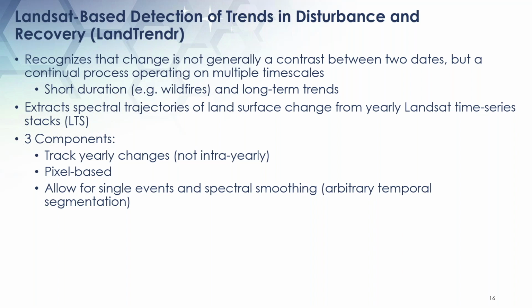LandTrendr generates one yearly composite image and forms a Landsat time series stack across a date range of interest. So LandTrendr really focuses on three primary components: the use of yearly data, analysis of each pixel from each year within the stack, and the ability to temporally segment events that preserve both short and long-term changes. So we can see both of these types of things happening.